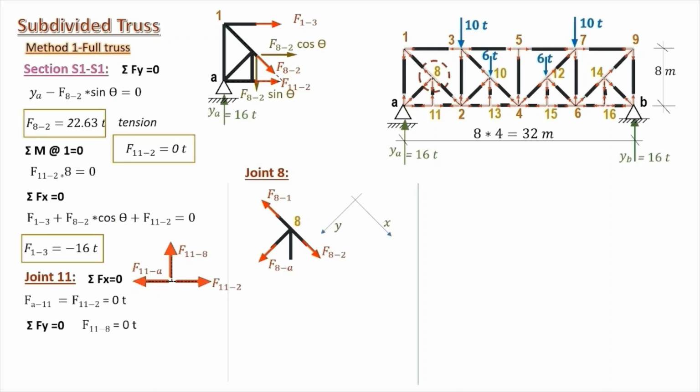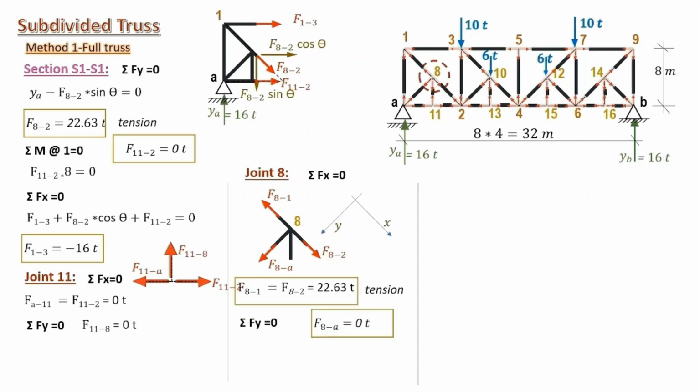To simplify our computations, instead of having too many analysis of members, and considering the force in this inclined x direction, we have that F8.1 equals F8.2 equals 22.63, as F8.2 is previously computed here to be of this value. And taking the forces in the y direction, we conclude that the force in member 8A equals 0, as there are no other forces in this inclined y direction to be in equilibrium with it.